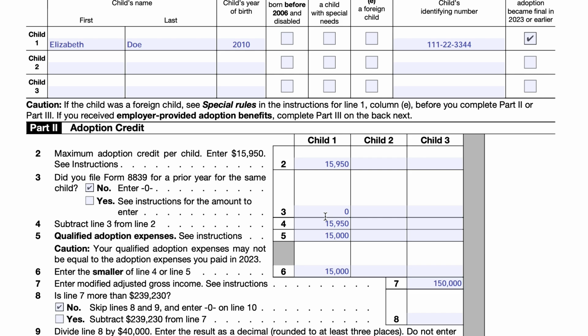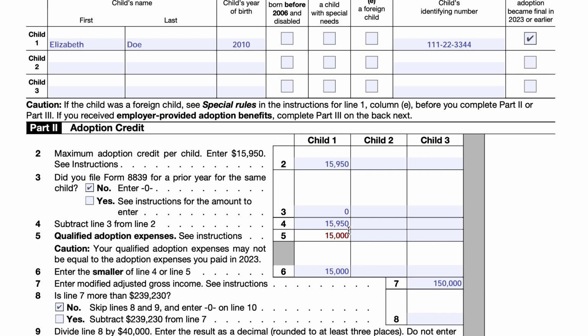Expenses that are not considered qualified would be expenses incurred in a surrogate pregnancy. If you were adopting your spouse's child, you cannot claim that as a tax benefit. Also, any expenses that were already reimbursed either at a government, federal or state level, or by your employer. So, if for example, John's employer paid $10,000 of these expenses, then he would have to reduce that by $10,000, and he would only be able to claim a credit for the $5,000.